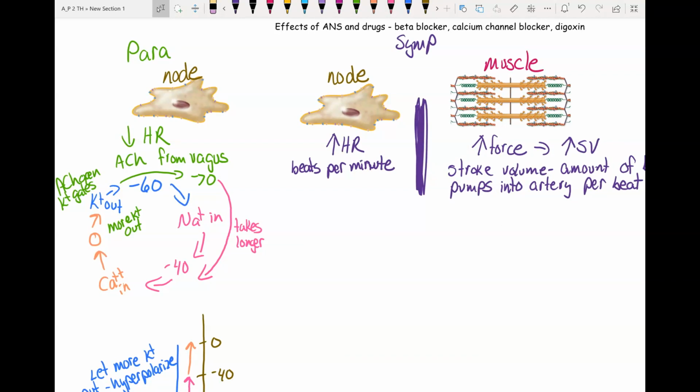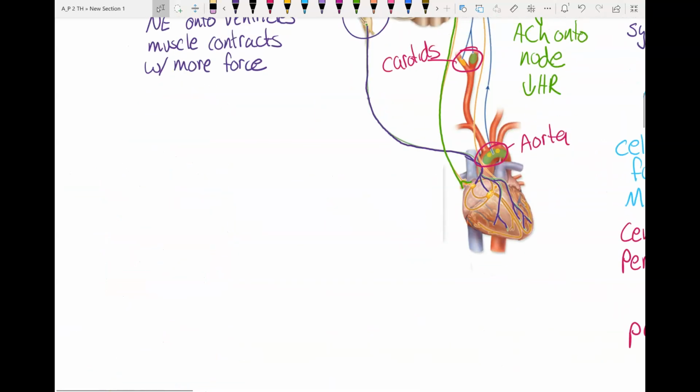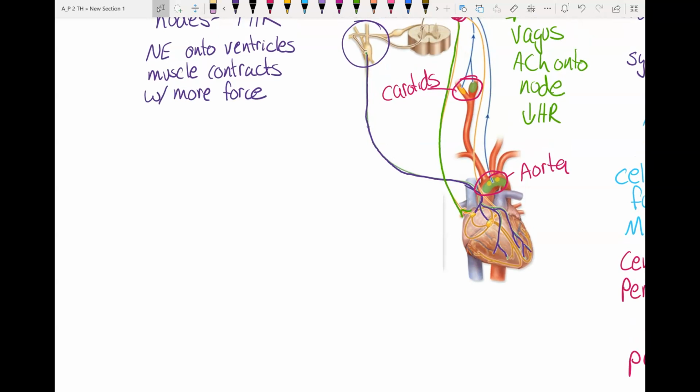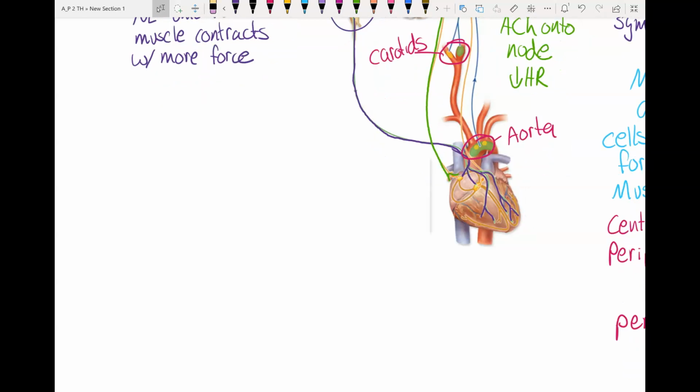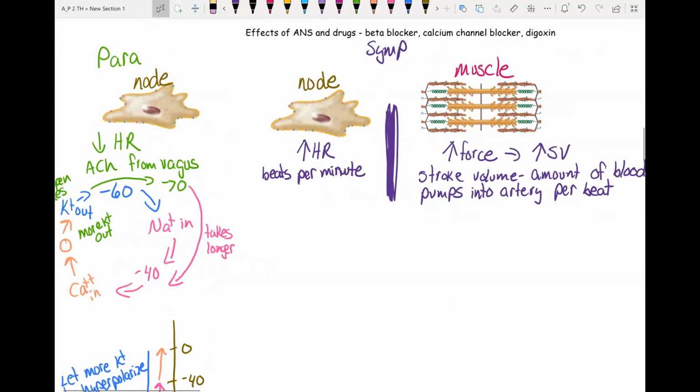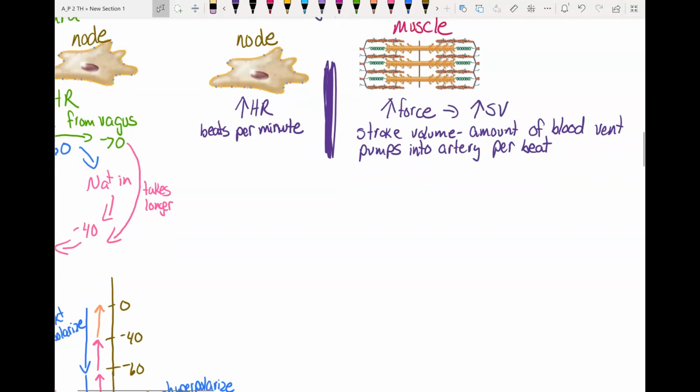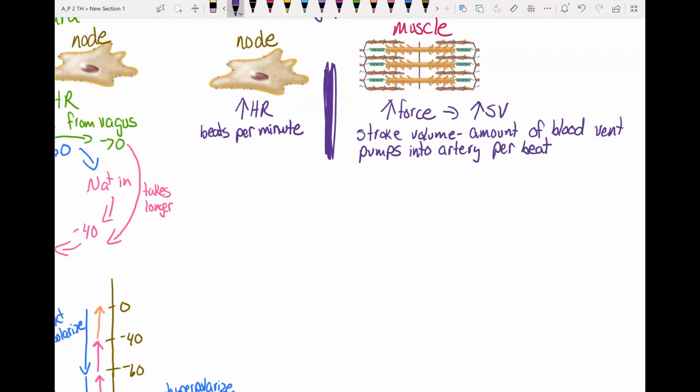Parasympathetic reduces heart rate. Remember that parasympathetic does not go to the muscle. Remember down here, the vagus nerve does not branch down to the ventricles. So parasympathetic has no effect on force. Now let's look at sympathetic. Sympathetic is going to end up increasing heart rate, making the node go faster.